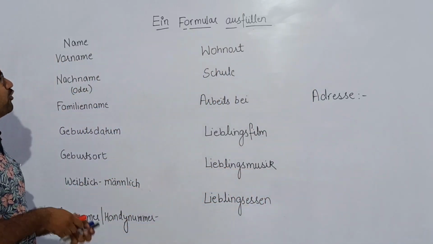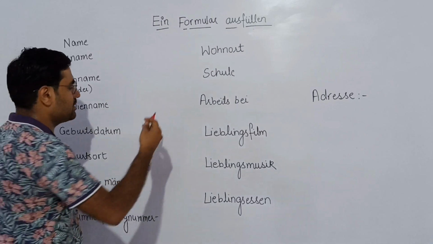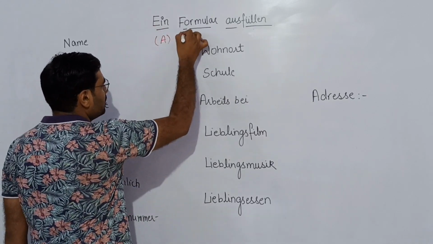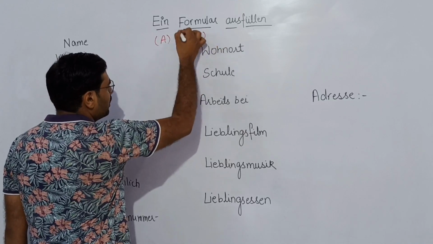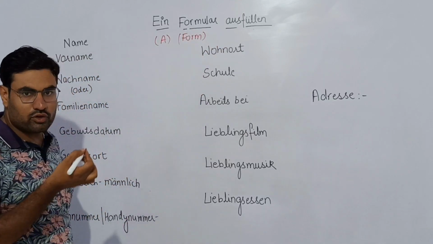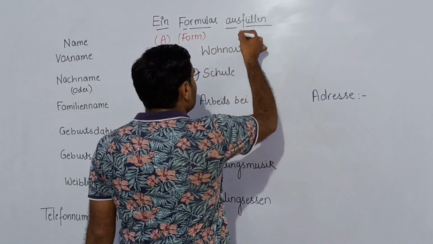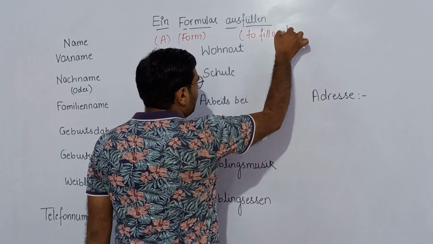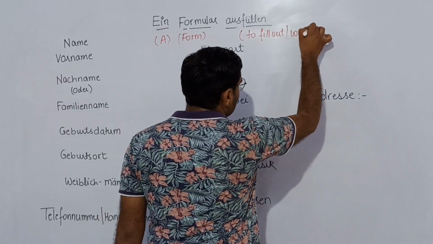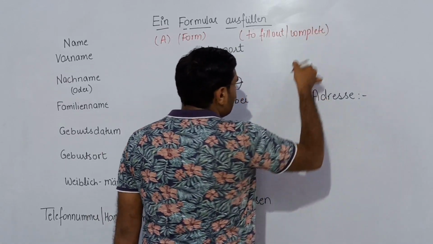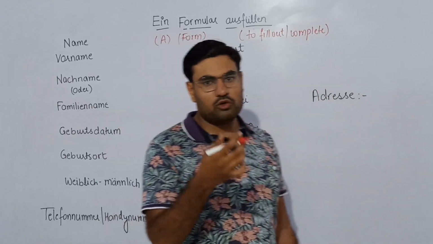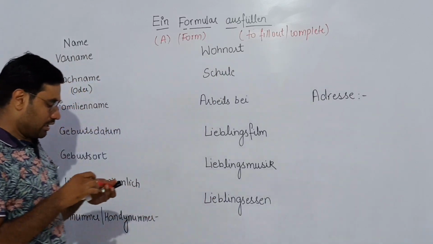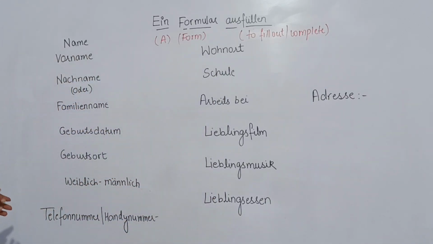So the first point is Ein Formular ausfüllen. Ein is a, Formular is form, and ausfüllen is a verb. This means to fill out or to complete. To complete a form or to fill out a form is ausfüllen. Ein Formular ausfüllen.